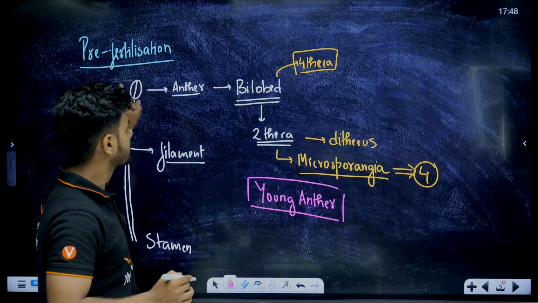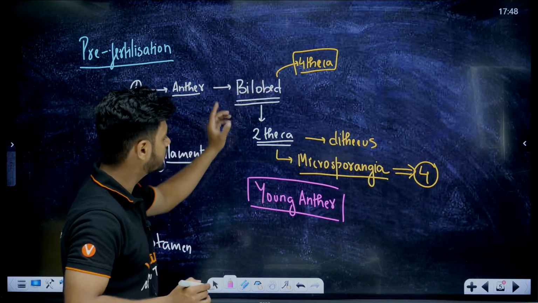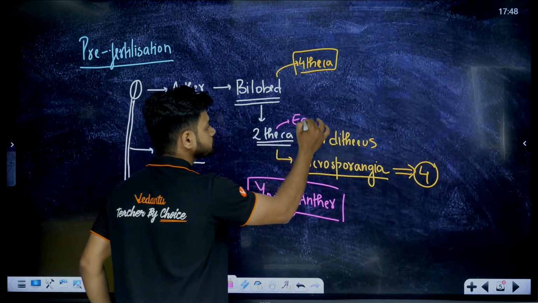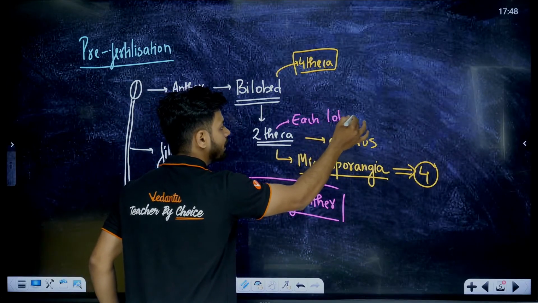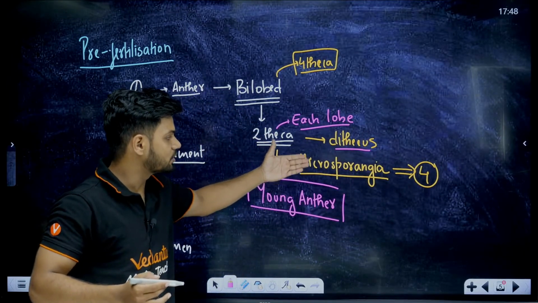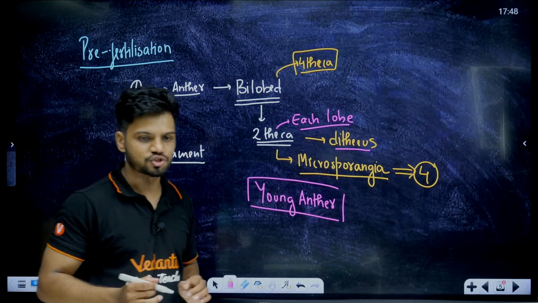So there is an anther. Anther is bilobed. It has 4 theca, 2 theca in each lobe, and that is why it's called dithecous. And inside each theca there is something called microsporangia. Clear?